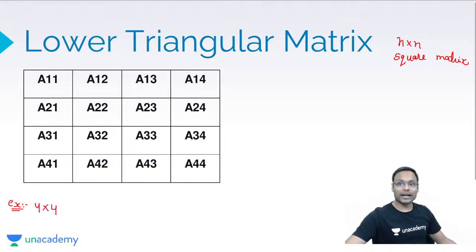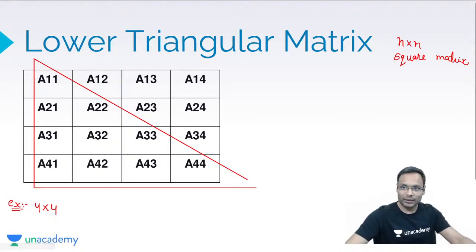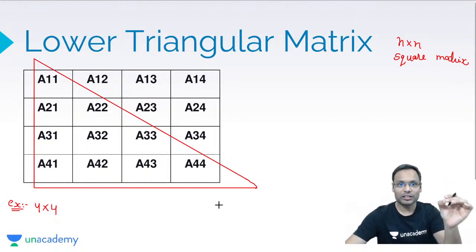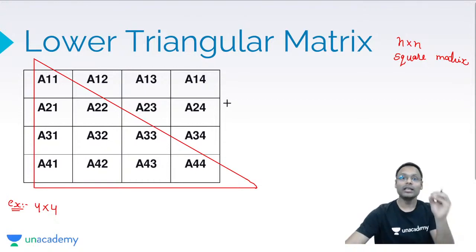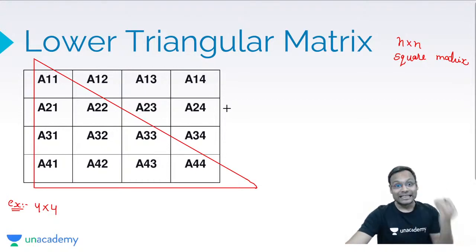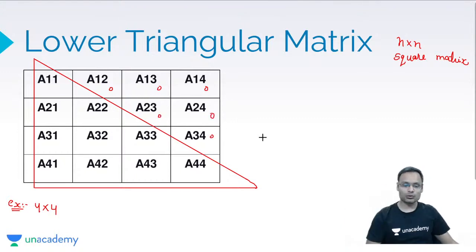Now what is a lower triangular matrix? The lower triangular matrix says that the diagonal elements and the elements below it are present, and the remaining elements are all 0. Whichever elements you can see in this particular triangle are the non-zero elements, the ones of our interest, and the remaining ones are all zeros: this 0, this 0, all these are 0.